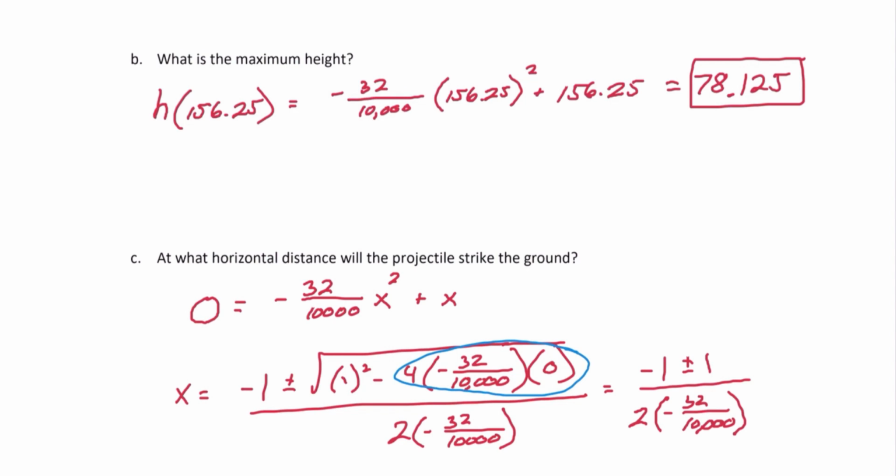So we have two options here. We can use the negative 1 plus 1 or negative 1 minus 1. Negative 1 plus 1 in the numerator will give us 0. We don't want that one because 0 means that it's starting on the ground. We want to know when it strikes the ground. So we're going to be using the negative 1 minus 1 over 2 times negative 32 over 10,000. And this gives us 312.5. This is where the projectile strikes the ground.